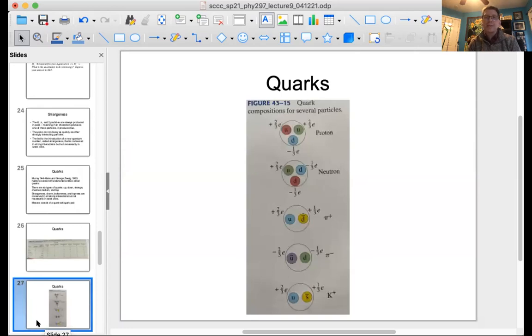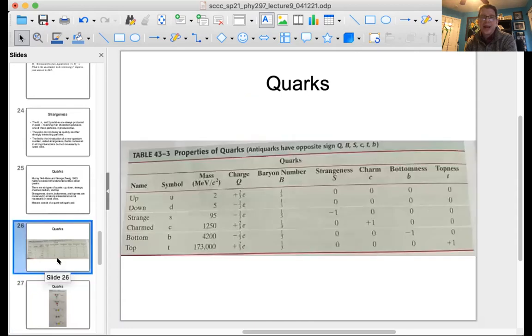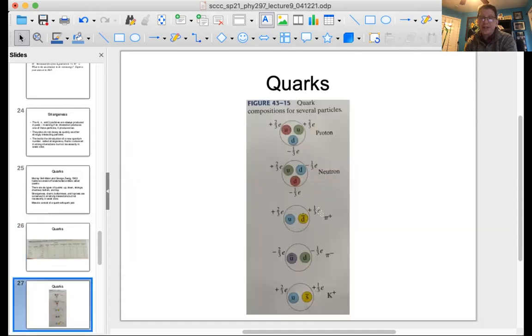So here are the quark compositions for several particles. For a proton, 2 ups and a down. For a neutron, 2 downs and an up, giving a charge of 0. For a pi meson, again, a quark and an antiquark: an up and an anti-down. The down quark has a negative charge, but the anti-down has a positive charge, so you wind up getting +1 for the total charge. For a pi negative, you have an anti-up and a down. And for a kaon, a kappa meson, you have an up and an anti-strange. So those are different types of compositions.